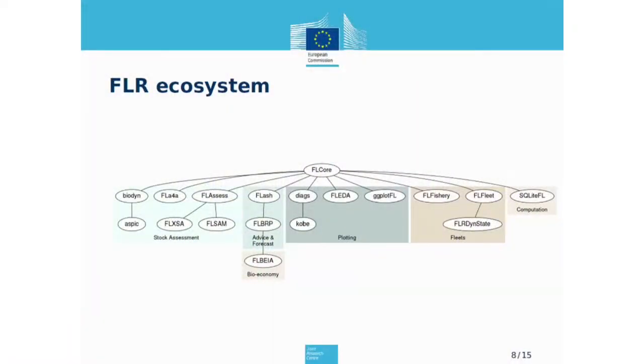If we take a very brief look at the FLR ecosystem, the main package we have is FLCore, and from that lots of other packages come out. If we return to the "where are we?" question, it's the packages on the left-hand side that are responsible for doing the stock assessment to estimate stock status. If you want to know where we ought to be, then you use the packages for advice and forecasting, so FLash and FLBRP. And then there are some other packages for doing plotting.